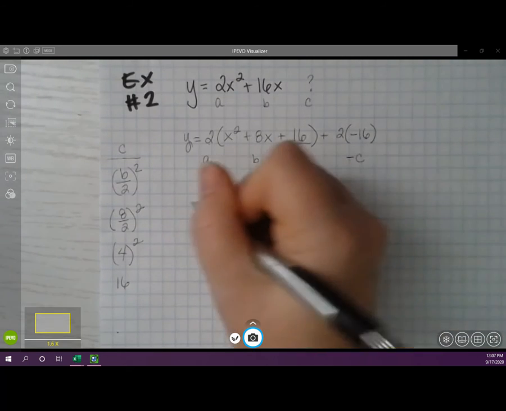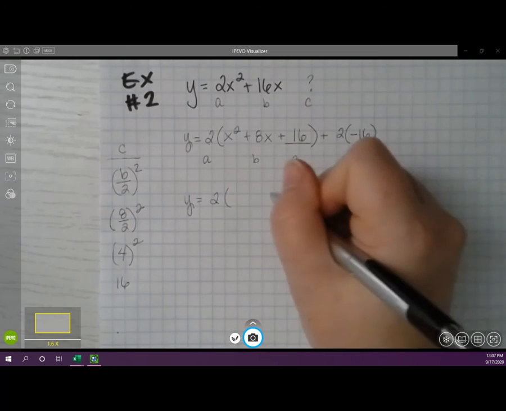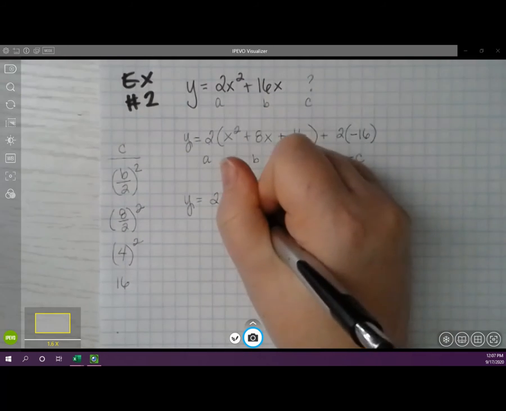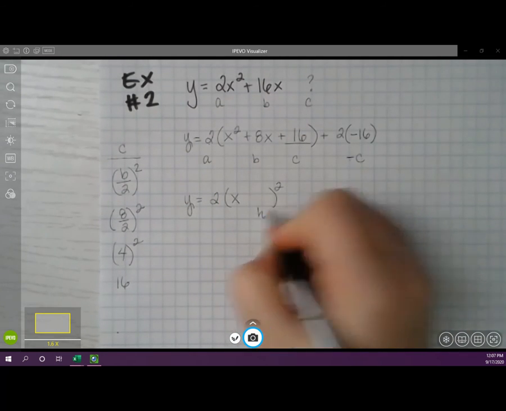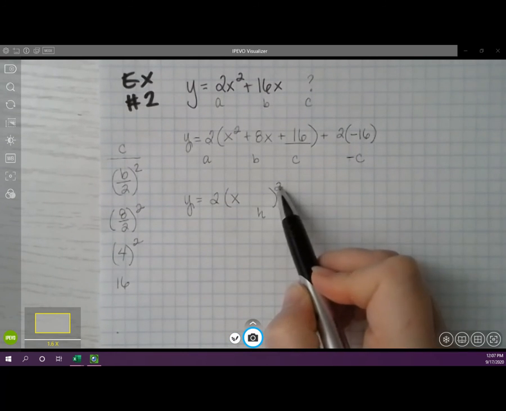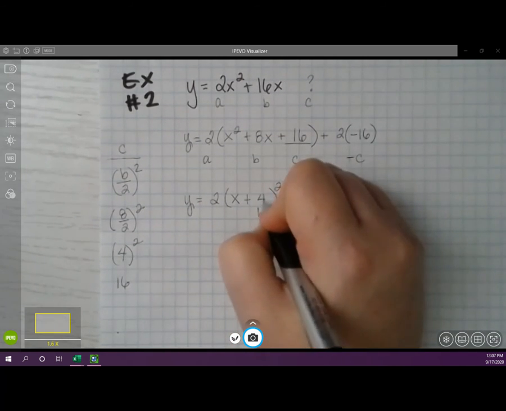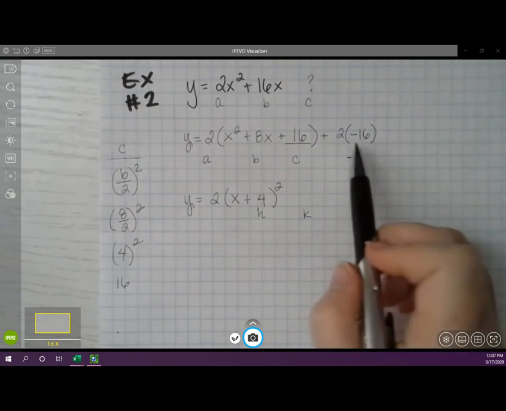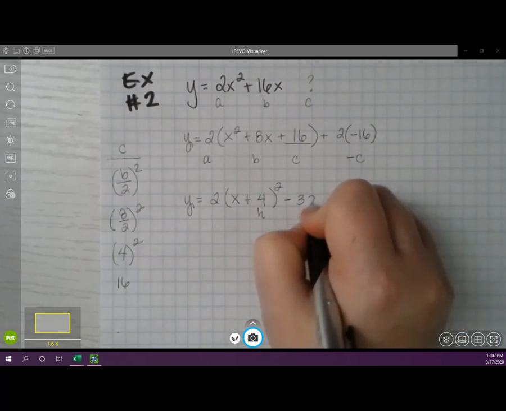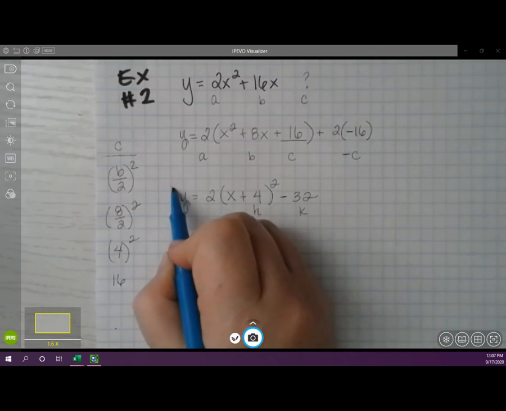I now want to put this in graphing form. Y equals 2 stays in the front. I'm going to have my parentheses with the squared on the outside. I'm dealing with the variable x. And to figure out what my h is, I'm going to look down at my previous work and see what number has a squared on top. 4 has a squared on top, and 4 is positive, plus 4. To figure out what my k is, I'm going to simplify 2 times negative 16, and that gives me negative 32. I now have completed the square and written my answer in graphing form.